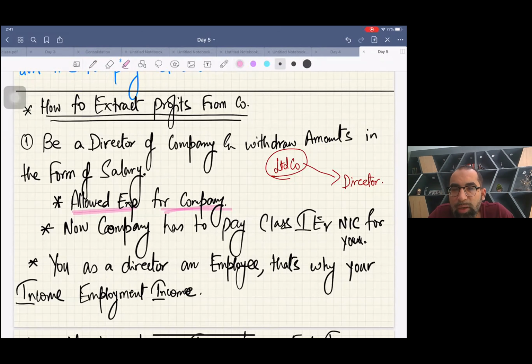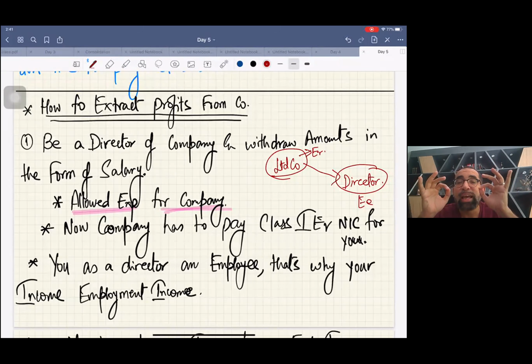Now just think. As the company is the employer and you are the employee, we all know this: the employer has to pay class 1 employer NIC for all employees. So now the company has to pay this NIC. But yes, this NIC will also be an allowed expense for the company.